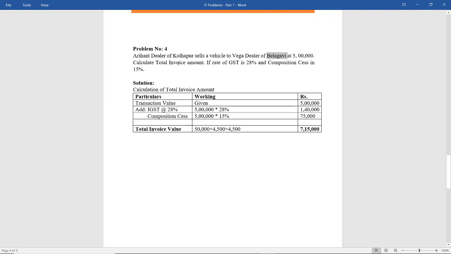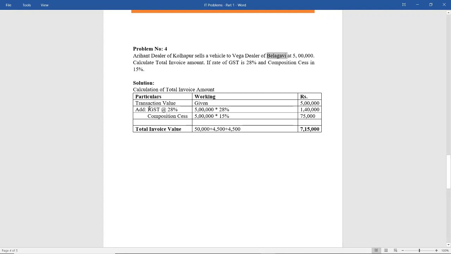Now, calculate the total invoice value. Total invoice value means the transaction value plus the GST, the total amount Arihant is going to collect from the Vega dealer. The rate of GST is 28% and compensation cess is 15%. See, wherever compensation cess is there, it will be specifically mentioned in the problem. You need not worry about whether a particular transaction will have compensation cess levied or not. It will be mentioned in the problem if it is to be levied.